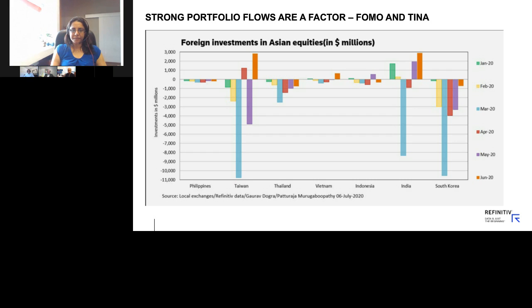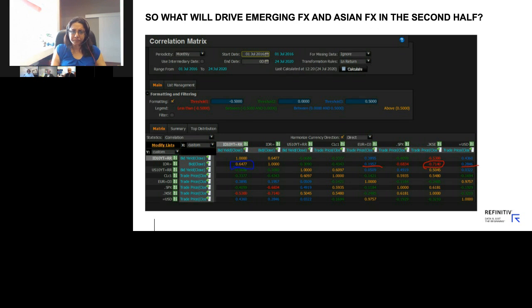Let me just look at correlations. 2020 has been an unusual year, and correlations have also shown how unusual this is. You would think the normal correlation for emerging markets is number one, U.S. yields. But when U.S. yields are at rock bottom, do they really matter? Yes, they do matter for the cross-currency basis, but the weakening dollar is going to upset that.